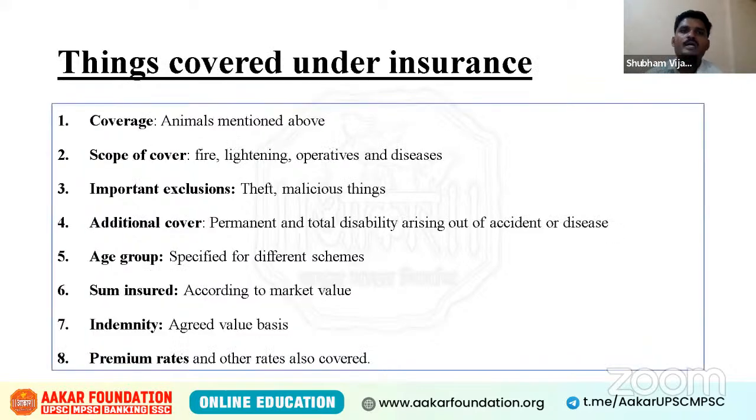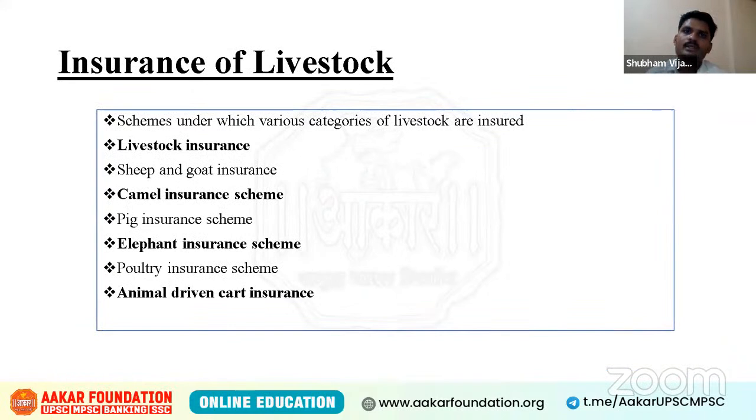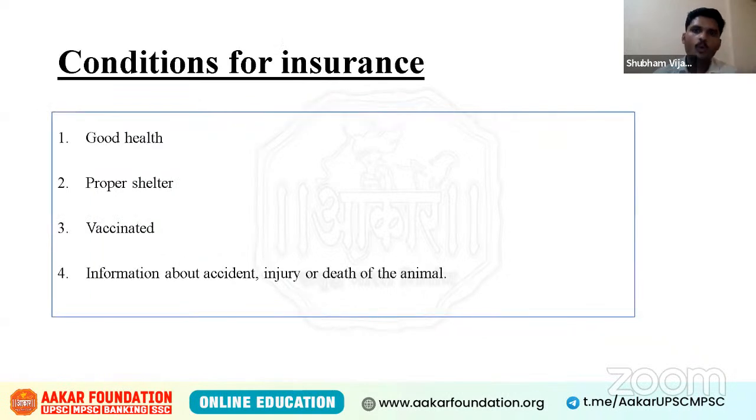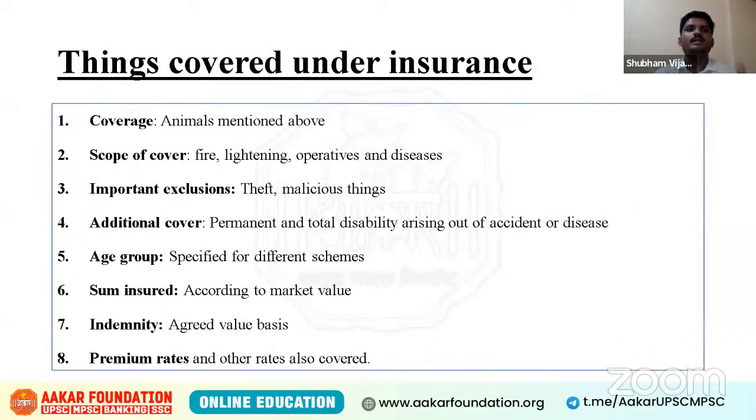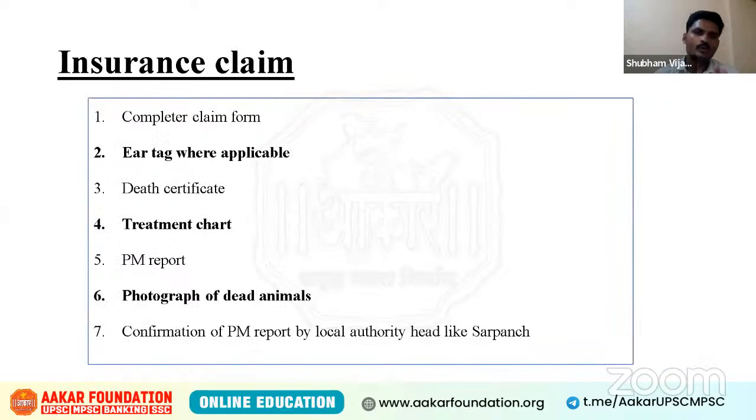Okay, now we are in the insurance part. Again, I will remind you, insurance of livestock. First of all, we have covered what type of animals can be insured, what conditions and requirements are there for the insurance, what different scopes are there, and what things are covered under this insurance. Now, in order to claim that insurance: the animal has died, the postmortem and all things have been done.